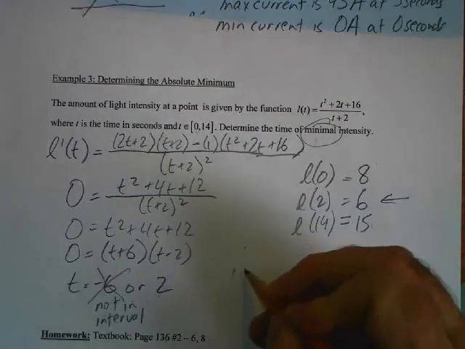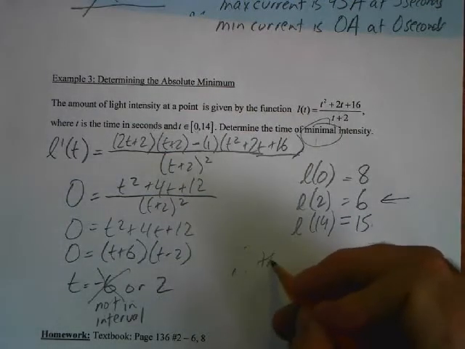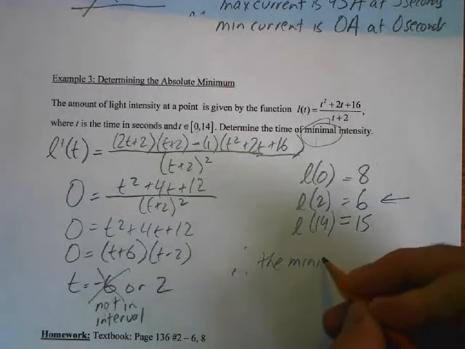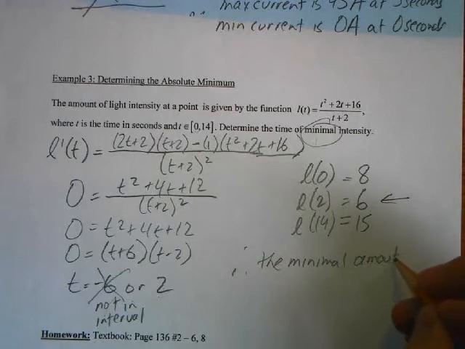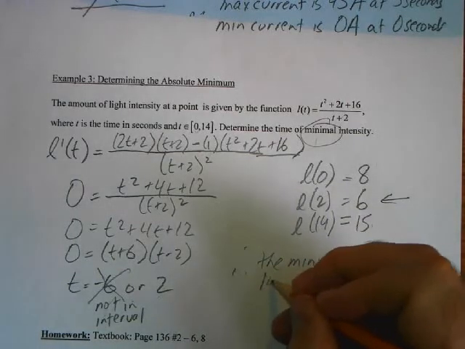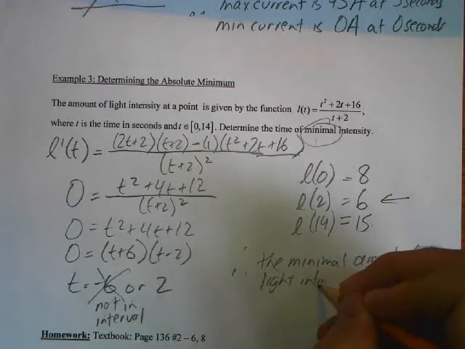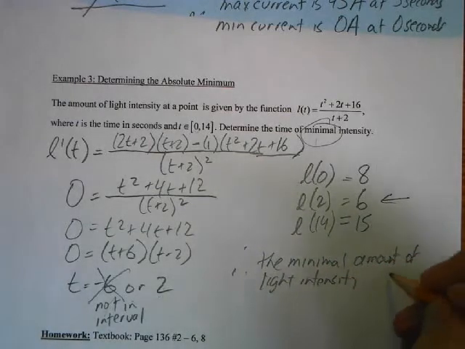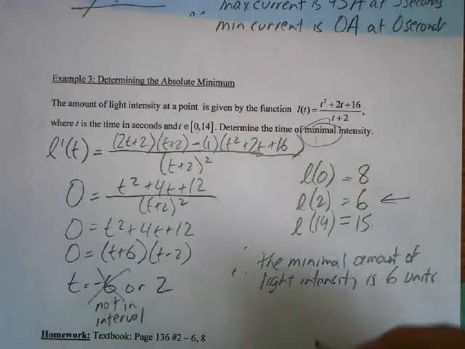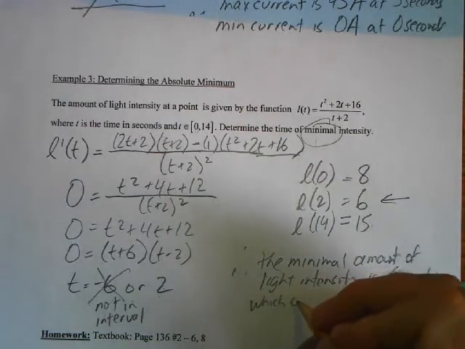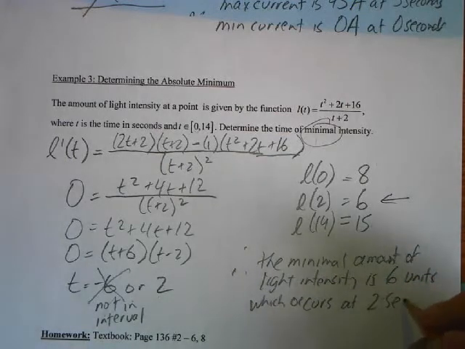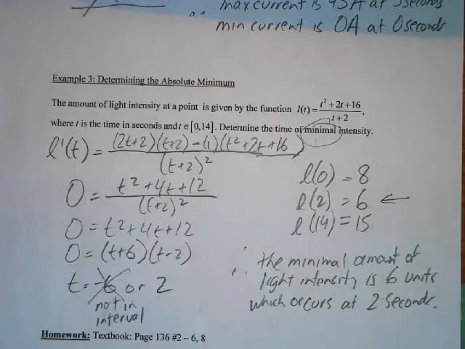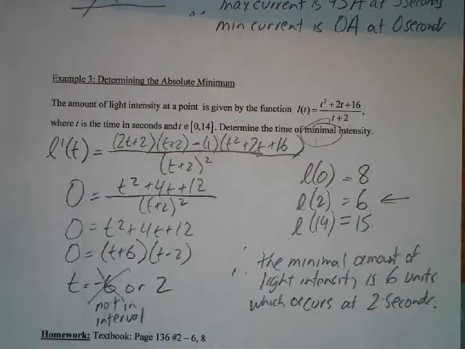So therefore, the minimal amount of light intensity is 6, and I'll just put units, which occurs at 2 seconds. And that's it. Okay, so it's pretty straightforward.